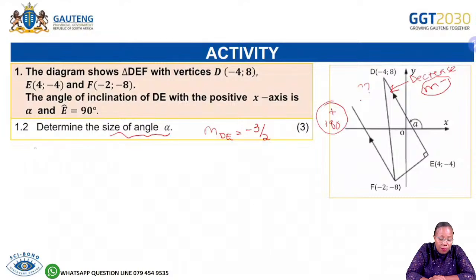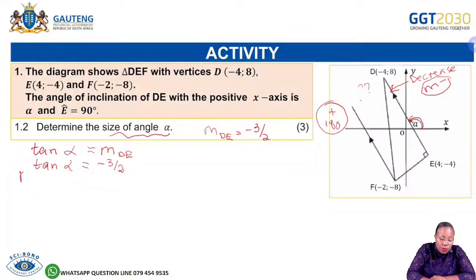We know that the formula will be tan. Our angle is alpha. You can't use theta because the given angle here is alpha. So we say tan alpha equals the gradient of which line? The line that this angle is rotating to, which is line DE. So it will be the gradient of DE. And now remember, we are looking for tan alpha equals the gradient, which is minus 3 over 2. And this negative here is showing us that we are going to solve in quadrant 2.